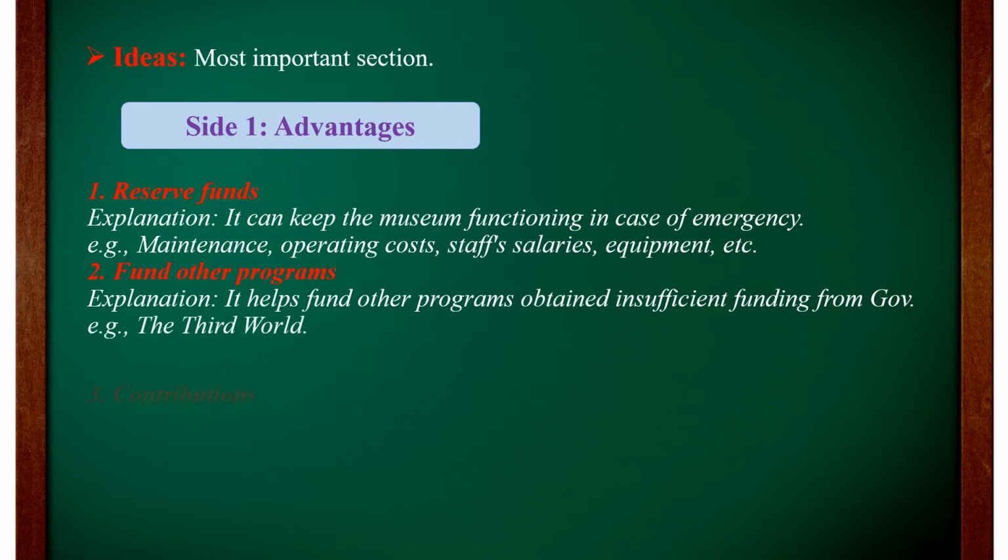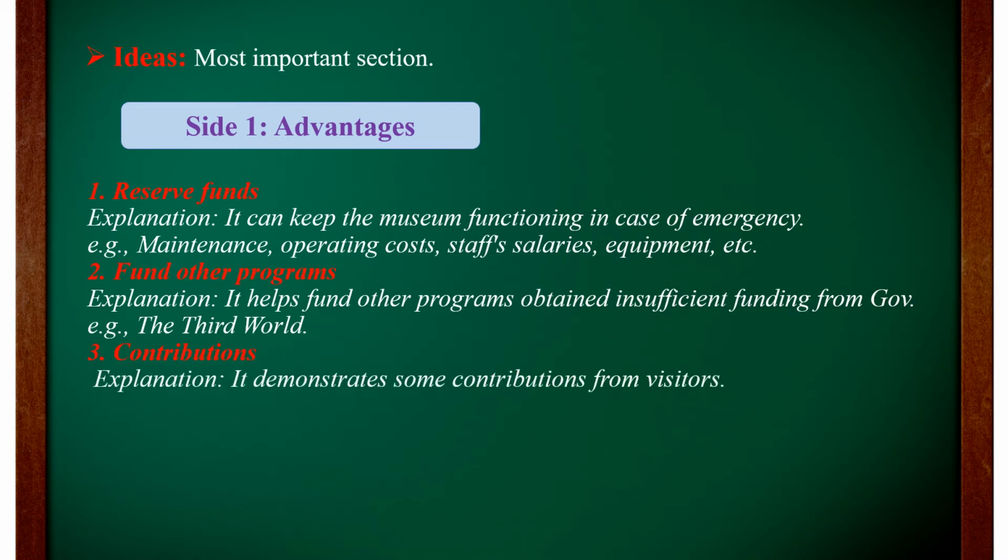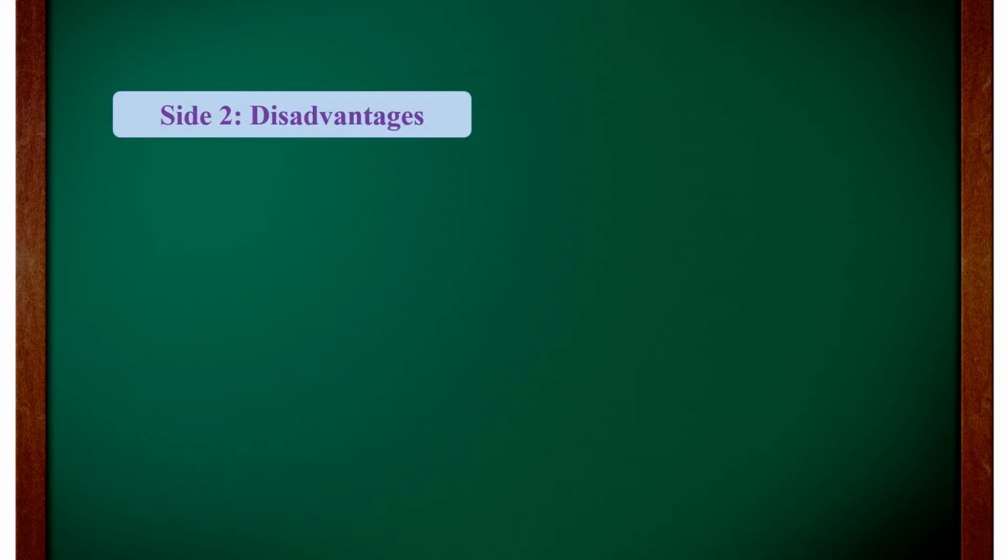Advantage 3 is contribution. The reason is that it demonstrates some contribution from visitors. One clear example is the case of zoo. Second, you should include one or two weak disadvantages and then reject them later to prove that you consider both sides of the issue. In the exercise, I raised two main disadvantages.